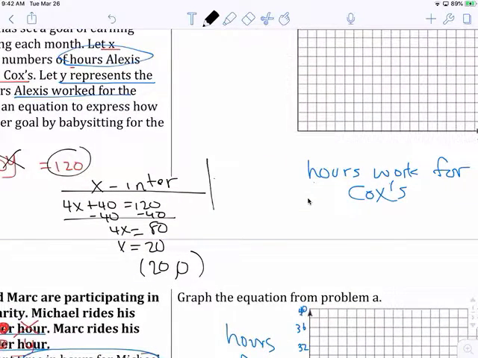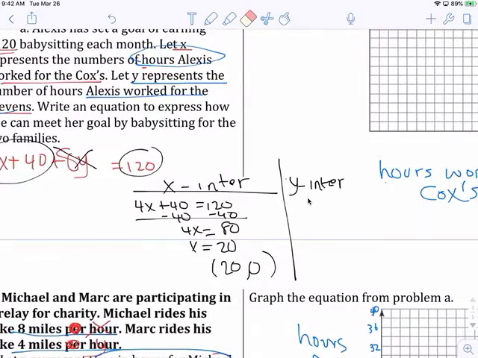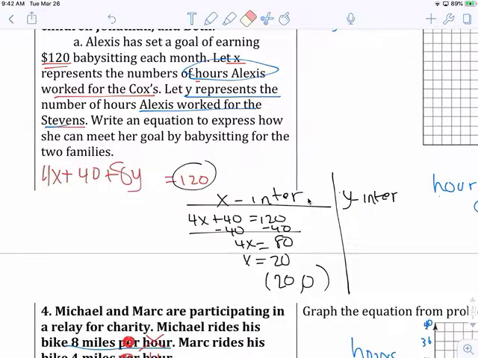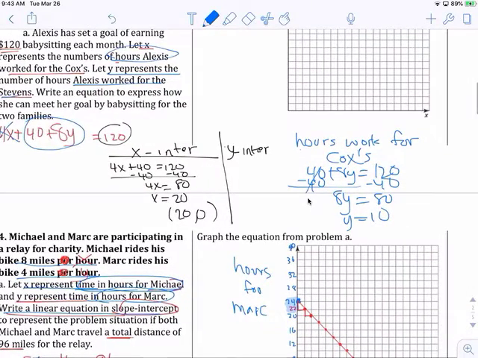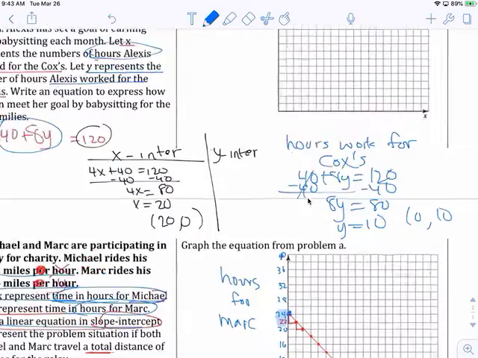Y-intercept, okay, y-intercept, you're just crossing out this x, okay? You're just not taking the x. You have to take this 40 with it. Have to do that. 40 plus 8y equals 120. Minus 40, 80. Y is 10. Okay. So 0, 10.